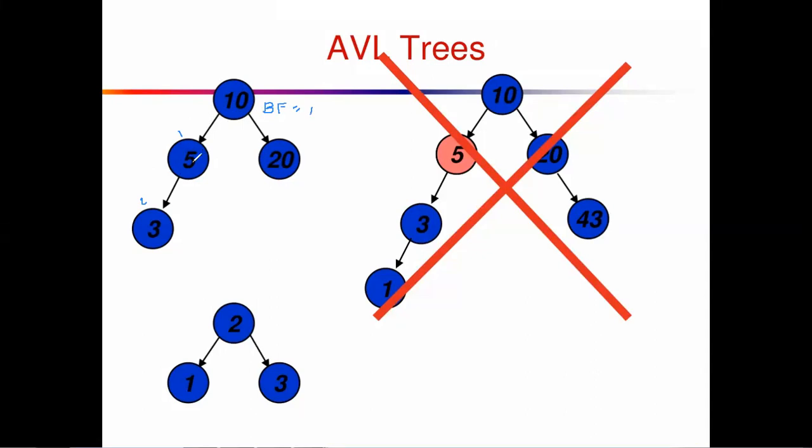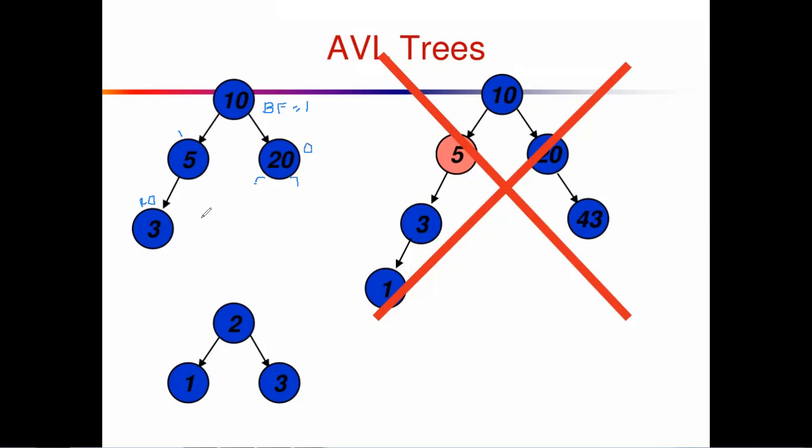We have to check the balance factor of each and every node. Again, for the node 5, the height of the left subtree is 1 and the right is 0, so the balance factor is 1 minus 0, that is 1. And this is a leaf node, so height of left subtree minus height of right subtree is 0 minus 0, which is 0. What about the balance factor of the 20 node? Again it doesn't have any left or right side, so the balance factor is again 0.